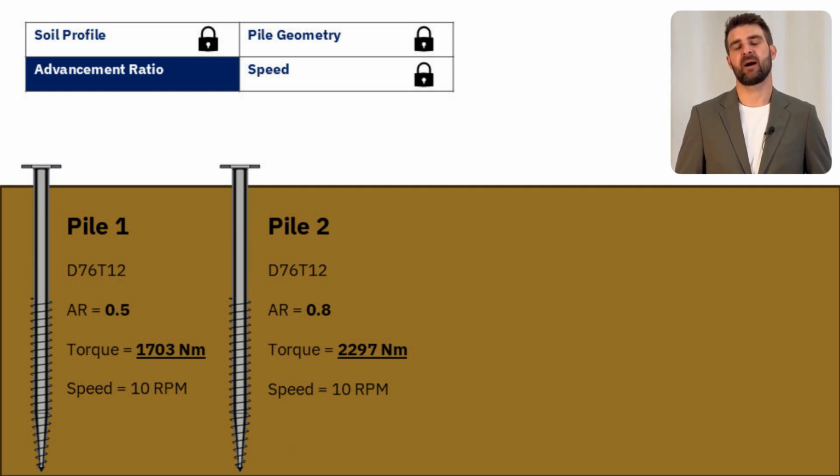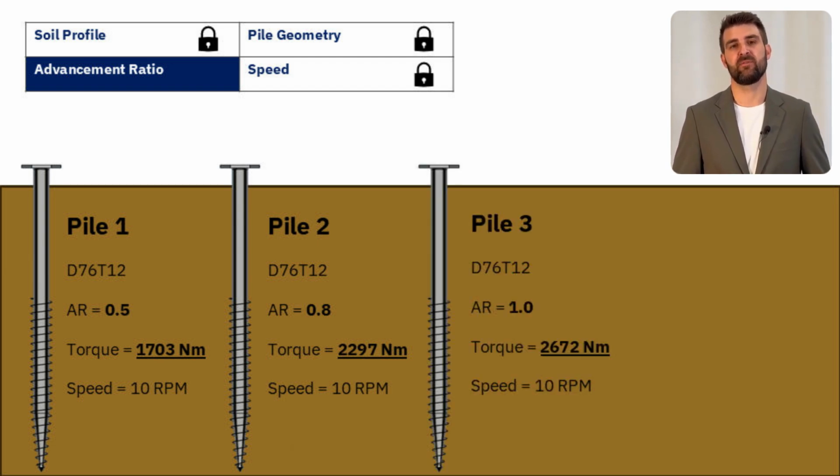If we look at pile number 2, it's the same pile type, installed with an advancement ratio of 0.8. It measured a torque of around 2300 Nm during the last rotation and was also installed at 10 RPM. Pile 3 was perfectly installed, with an advancement ratio of 1. It's the same pile type. It measured a torque of almost 2,700 Nm during the last rotation and was also installed at 10 RPM.